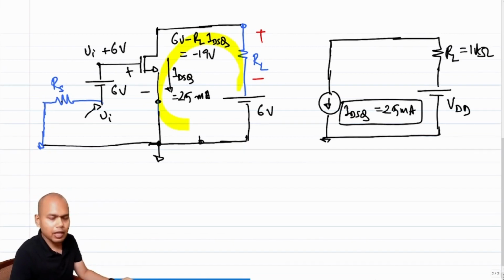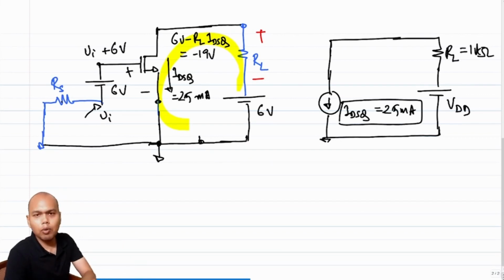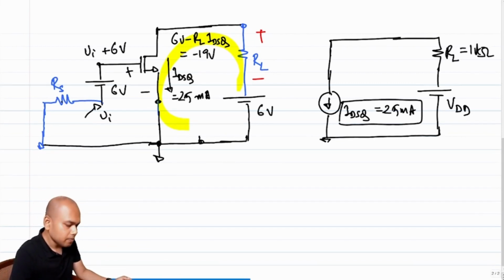From the value of GM of 10 millisiemens, we figured out what the VGS needed to be, assuming a certain value of W by L. From that VGS, we back calculated the required IDSQ, which means we need this much IDSQ, right? So we do not want to change IDSQ, because if we change IDSQ, our GM will get affected, which in turn will affect our gain.